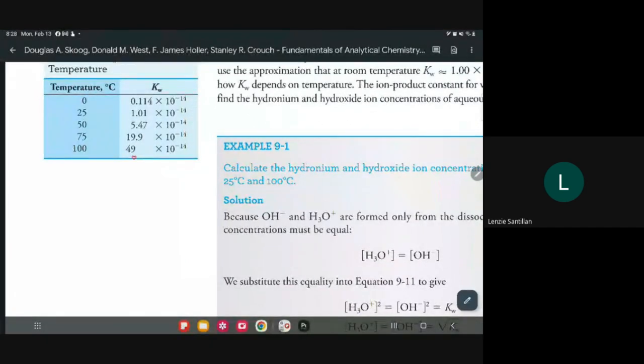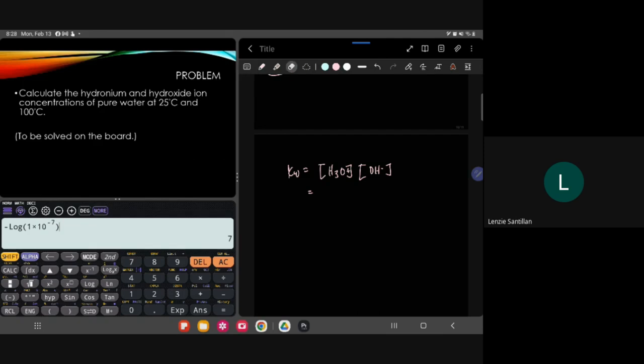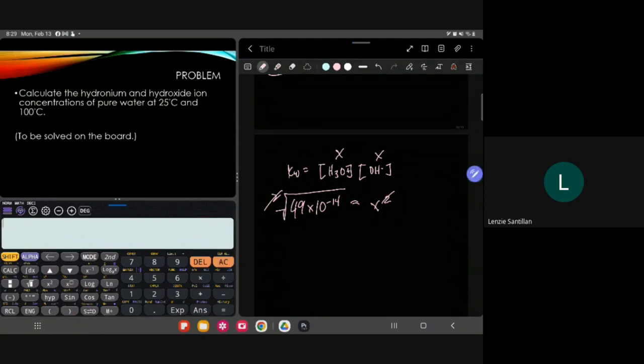How about in 100 degrees Celsius? So, in 100 degrees Celsius, it's 49 times 10 raised to negative 14. So, how about that? Now, Kw is equivalent to H3O times OH. So, Kw natin is, again, 49 times 10 raised to negative 14. Ito yung magiging x. This one will also be x kasi equal lang sila ng dissociation. Will form x squared. Again, to omit the square root, we have to add square root on the other side of the equation para ma-eliminate ito at ma-cancel natin. Okay? So, what is the square root of your 49 times 10 raised to negative 14?